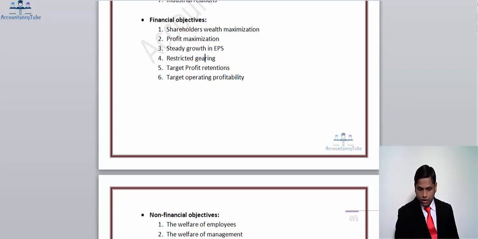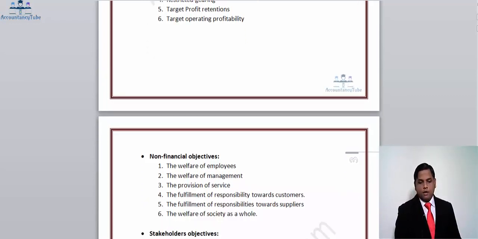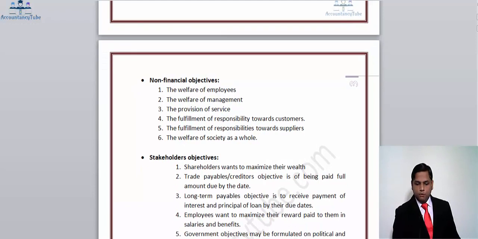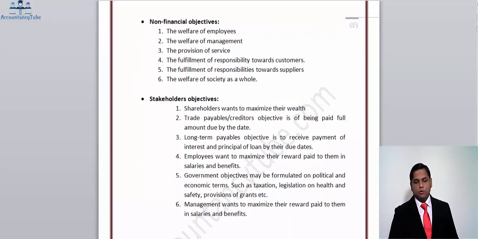Now we have got non-financial objectives. In today's world, it's equally important that we pay close attention to non-financial objectives as well, because they also drive value to the organizations. The welfare of employees.